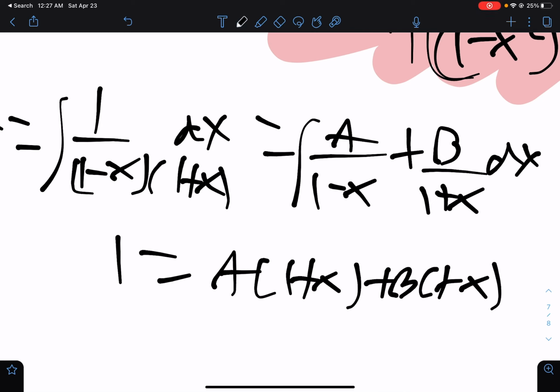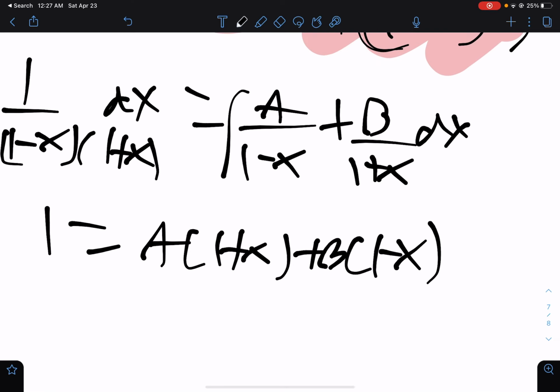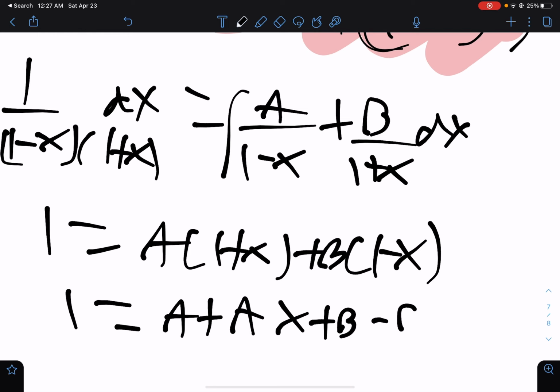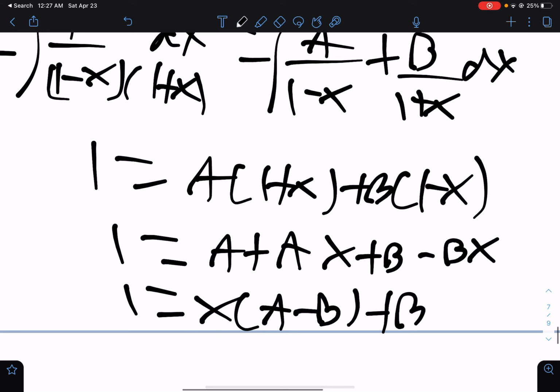And again, I'm always a bit perplexed at how my classmates use this weird method of plugging in instead of doing a more thorough method of simply equating coefficients, which is much more logical. Okay, so I'm going to group my x's together. A minus b, and this is b plus a.